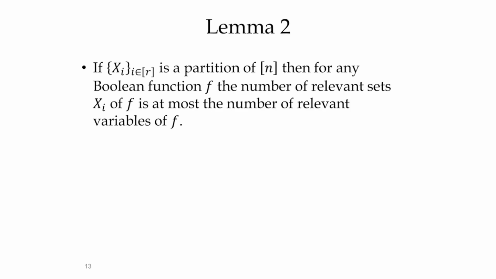Okay, let's go over the next 4 lemmas that were used in previous works and will be useful for us here. Lemma 2. If X_i, where i belongs to [r], is a partition of [n], then for any Boolean function f, the number of relevant sets X_i of f is at most the number of relevant variables of f.